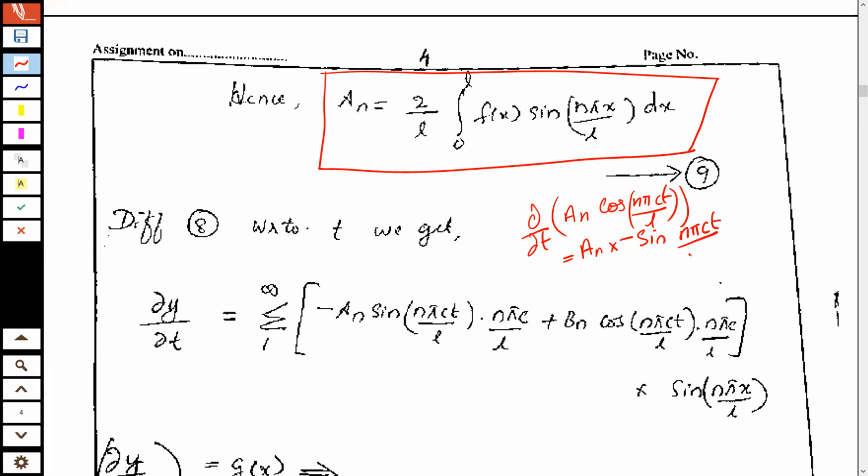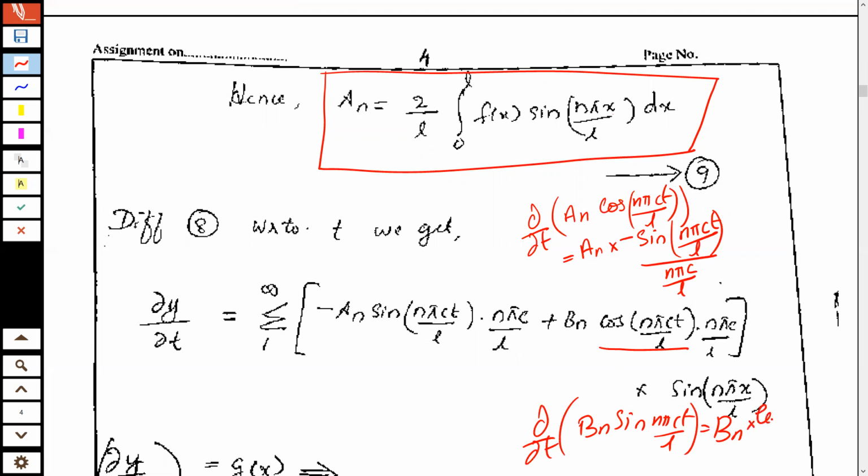Instead of u, we have n pi ct by L divided by the derivative of n pi ct by L with respect to t, that is n pi c divided by L. Analogously, while I differentiate the term bn into sine n pi ct by L with respect to t, I will get bn into integral of sine, which is cos n pi ct by L divided by the derivative of n pi ct by L, that is n pi c divided by L. Substituting these values, we get dou y by dou t is equal to sigma n equal to 1 to infinity minus an sin n pi ct by L into n pi c by L plus bn into cos n pi ct by L into n pi c by L.